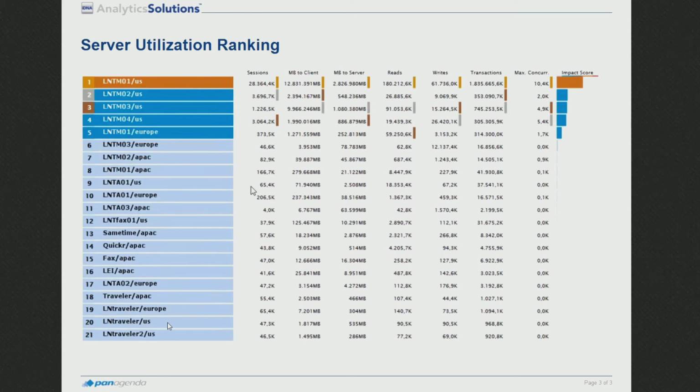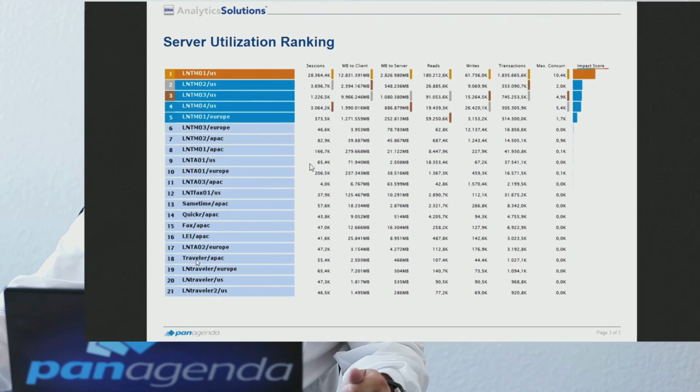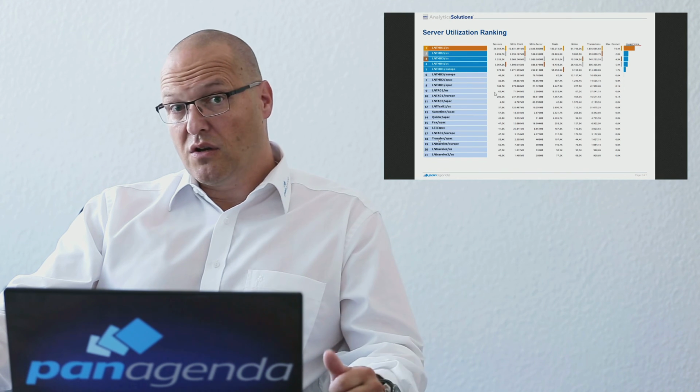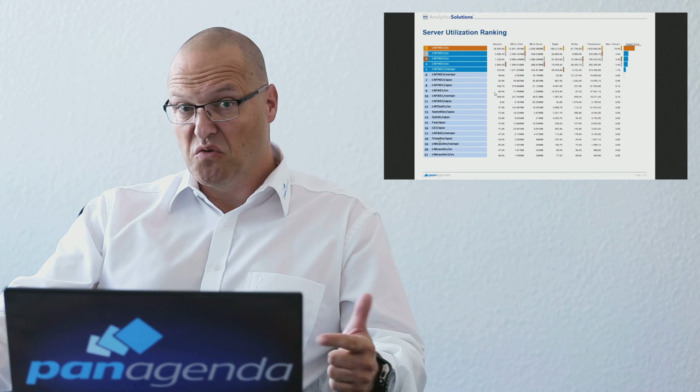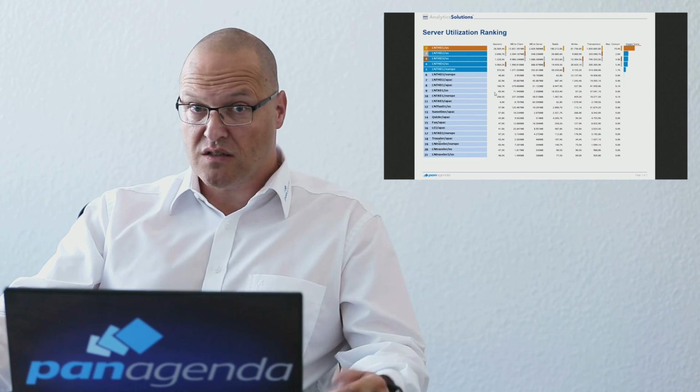And with this report you could either think about resizing server number 1 because it had 28 million sessions during this measurement period, or you could think about consolidating the light blue servers because compared to this number 1 server they had really a small number of sessions. You have to be aware that in the light blue section we have a lot of functional servers like Traveler or Quickr or Sametime, which cannot be consolidated very easily, but this is worth taking a look at. You will find your consolidation potential, you will find your heavy load servers and could resize them.